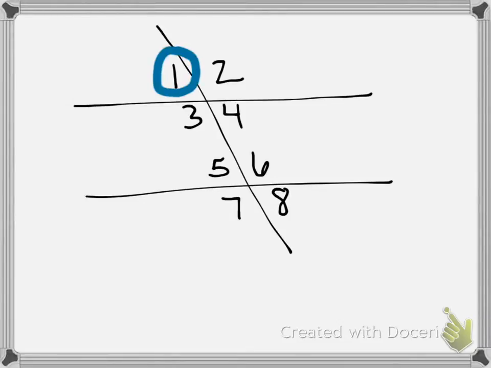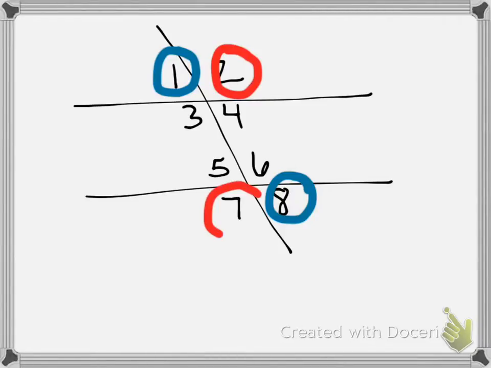So angle 1 is outside the parallel line and it's on the left side of the transversal. Angle 8 is outside the parallel line and it's on the right side of the transversal. So they are alternate exterior angles. Angle 2 is on the right side of the transversal, outside the parallel line, and angle 7 is on the left side of the transversal and on the outside of the parallel lines. So those are alternate exterior angles.